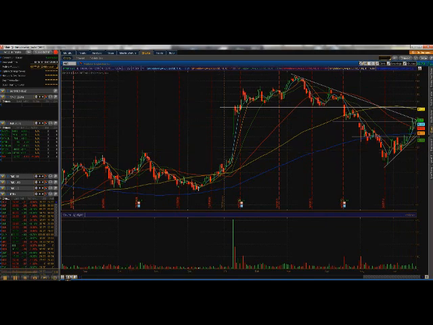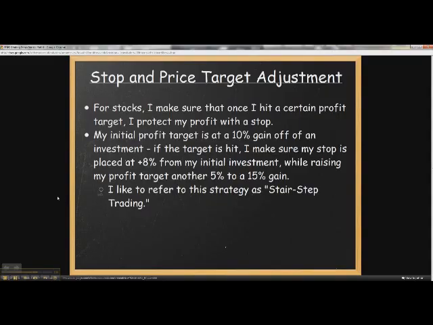I'll continue to use this strategy throughout the entire trade, and I like to refer to this strategy as the stair-step trading method. You're going along a stair-step, and you're continuing to lock in profits along the way with somewhat of a manual trailing stop.